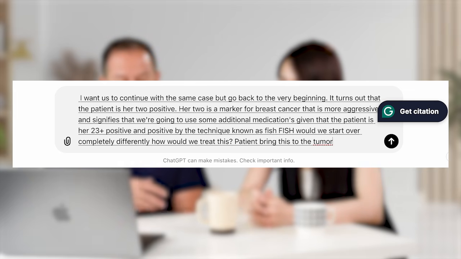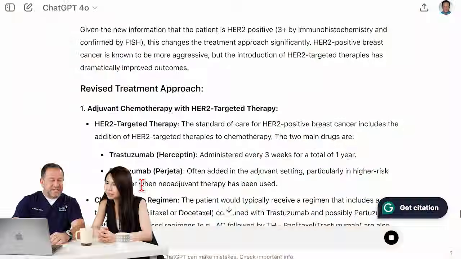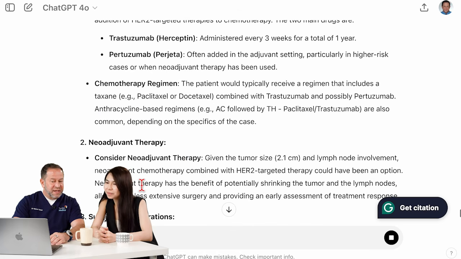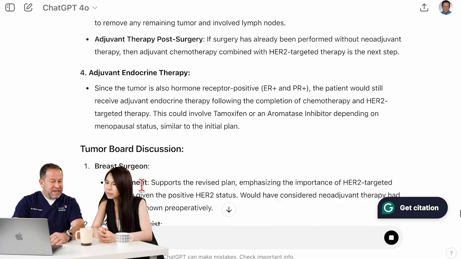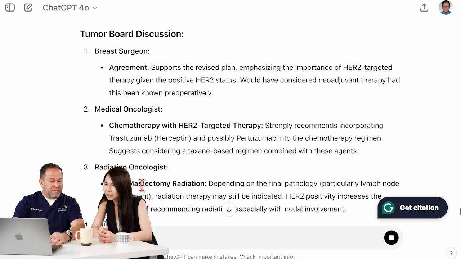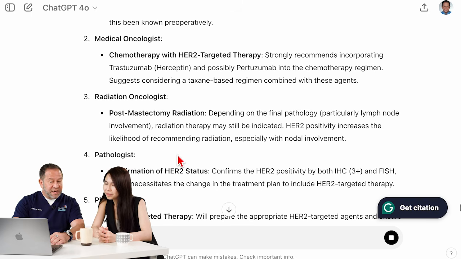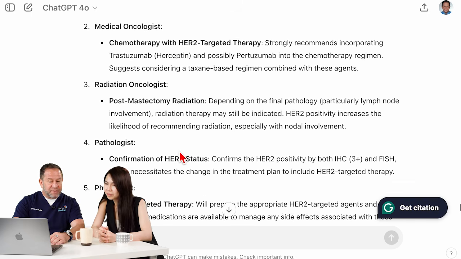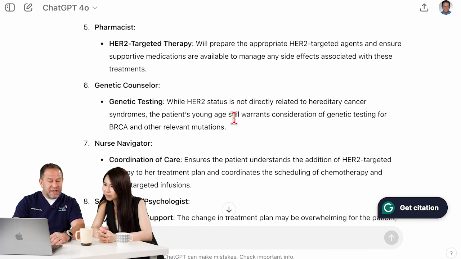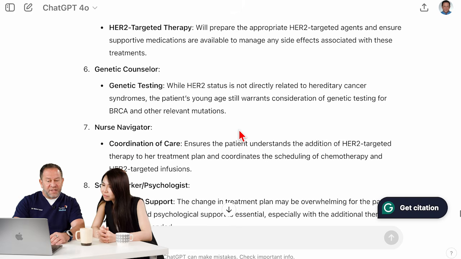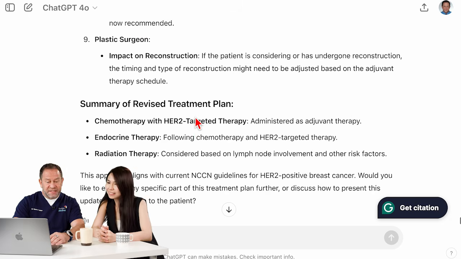Bring this to the tumor board, and what does everyone have to say? It's completely revised the treatment approach. And it's talking about preoperative chemotherapy and the benefits, and whether everyone is in agreement, and how radiation therapy might be needed even though a mastectomy is going to be performed. The genetic counselor is not directly related. Patient's age still warrants consideration of genetic testing. Yeah, so you can make changes around all of this.